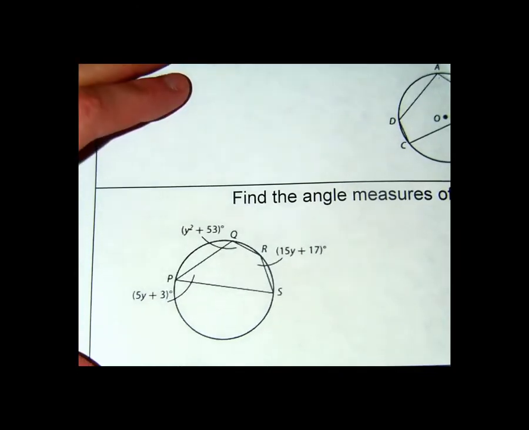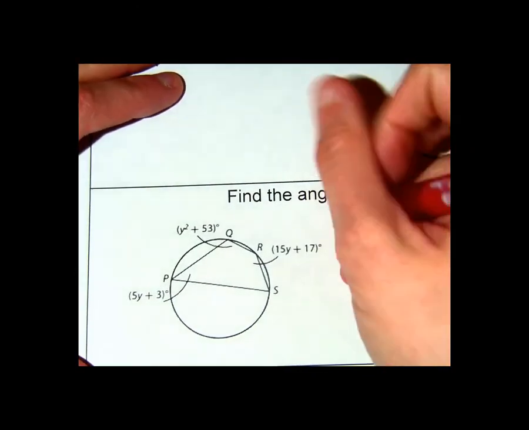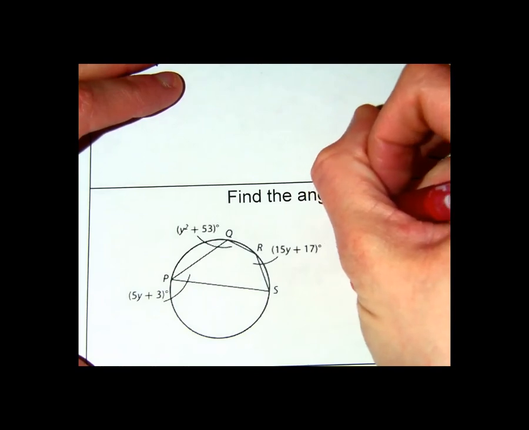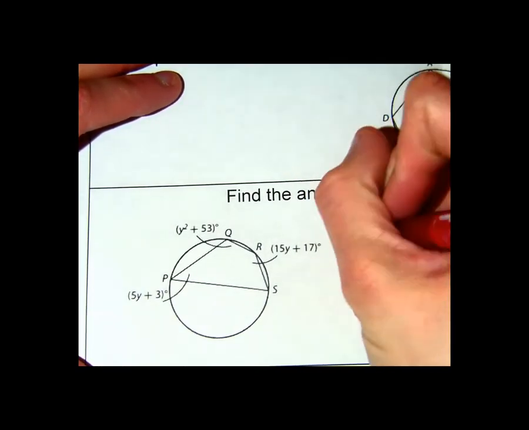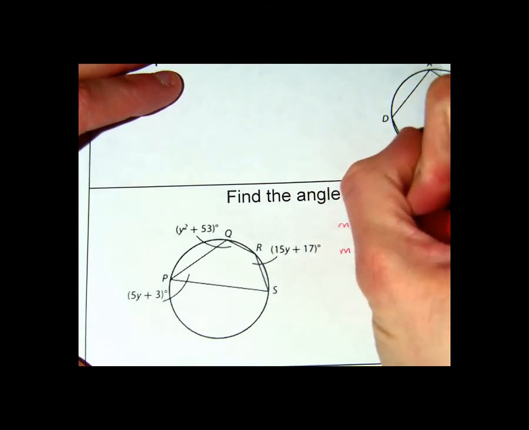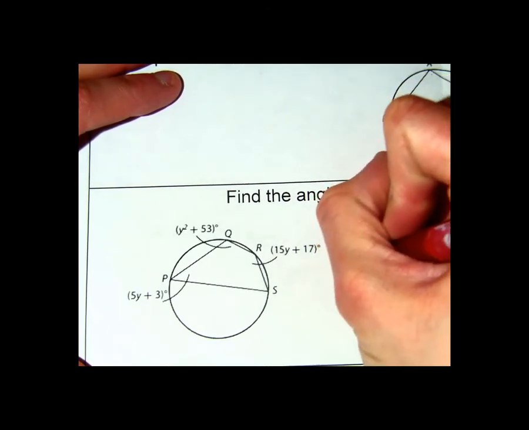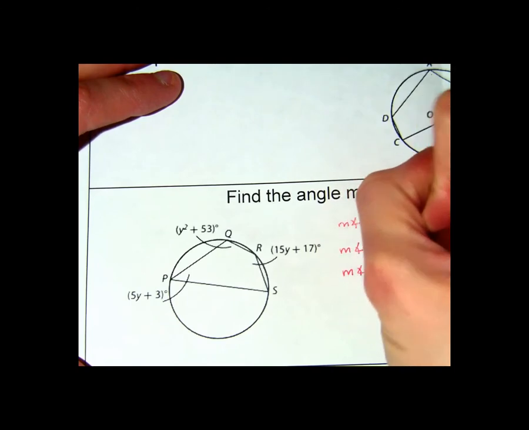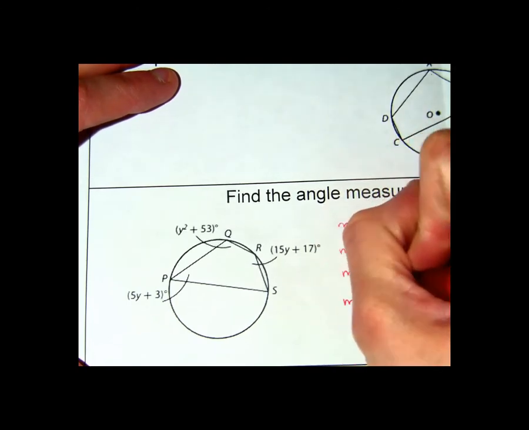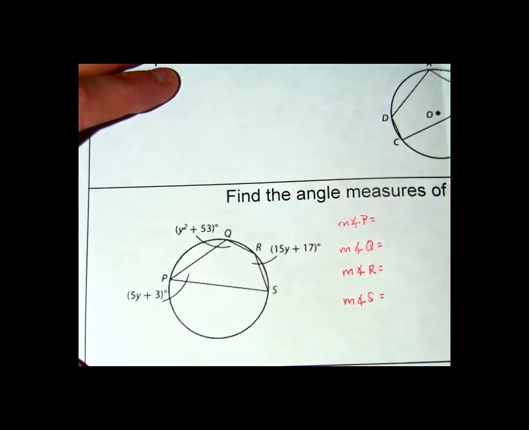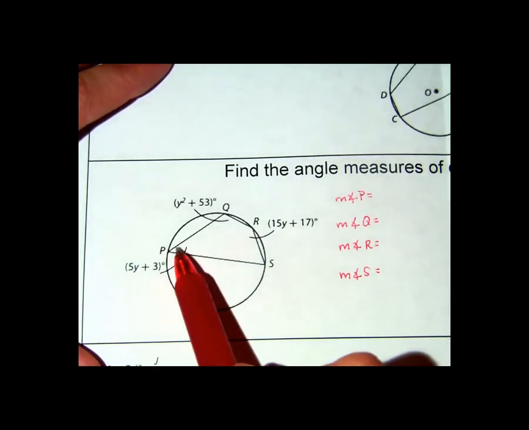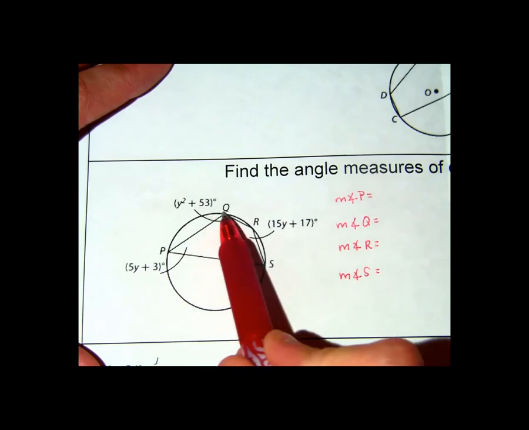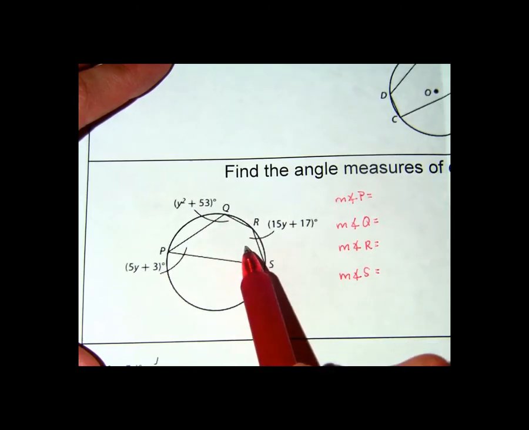Okay, it says find the angle measures of each inscribed quadrilateral. So just so you know what we are going to need to find eventually, we need the measure of angle P. We need the measure of angle Q. We need the measure of angle R. And we need the measure of angle S. To find those, we're going to have to set up some formula. And here's what we know. We have two opposite angles here. We do not have the opposite to Q, so we can't set that up.